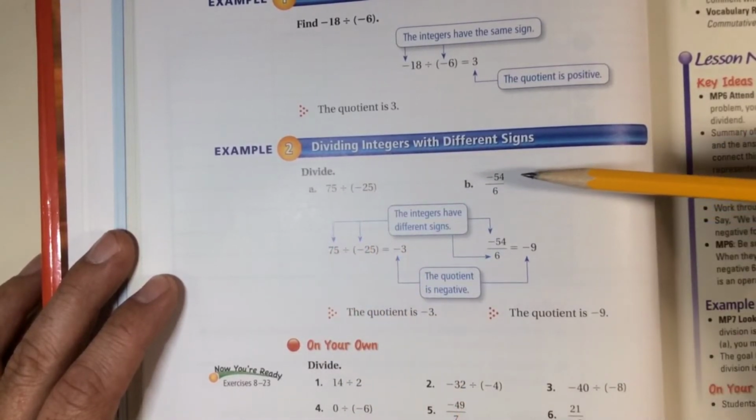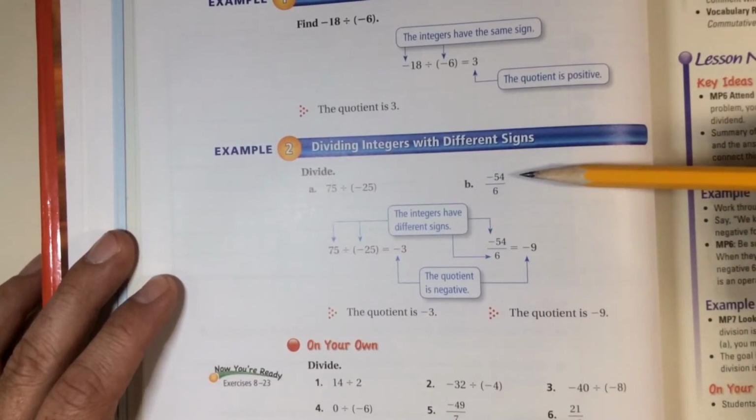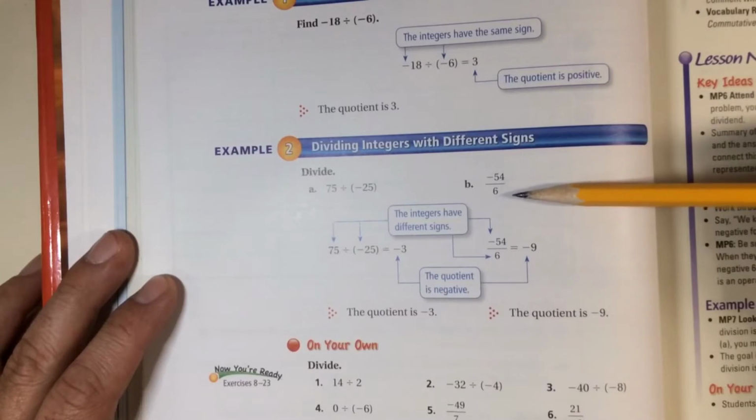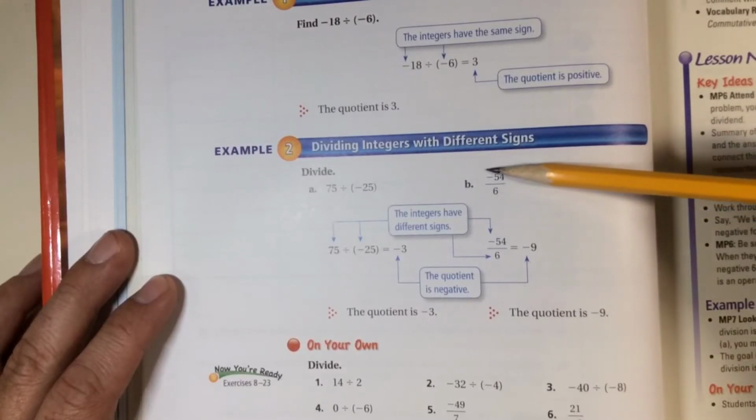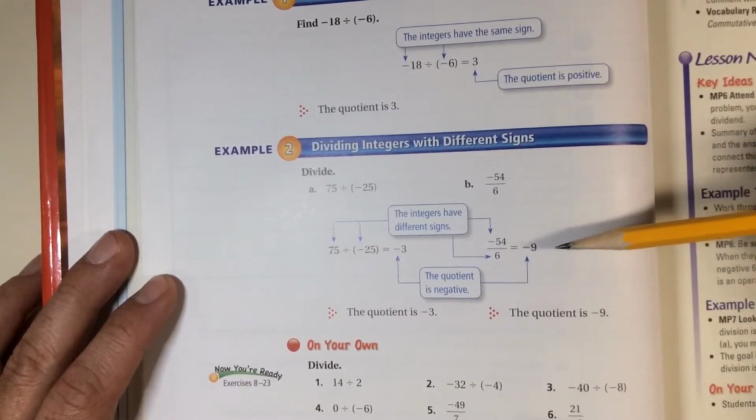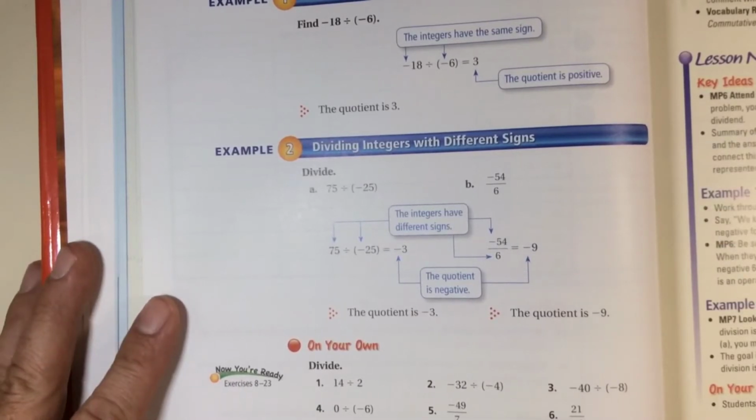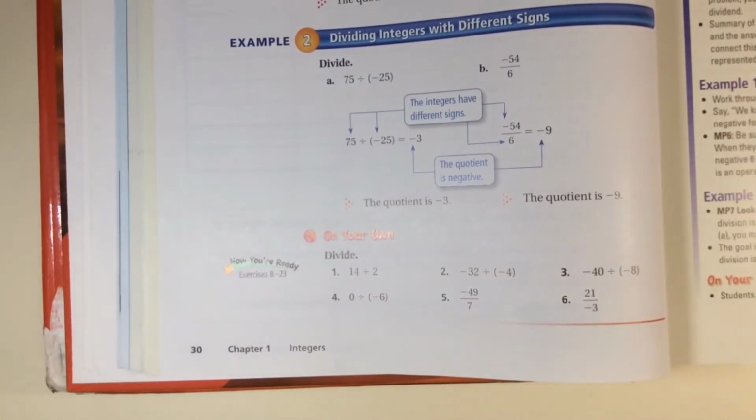This is a way of showing division. -54 divided by 6. Well, I know 54 divided by 6 is 9, but I have one of each. So my answer is -9. Here's a couple of problems for you to do.